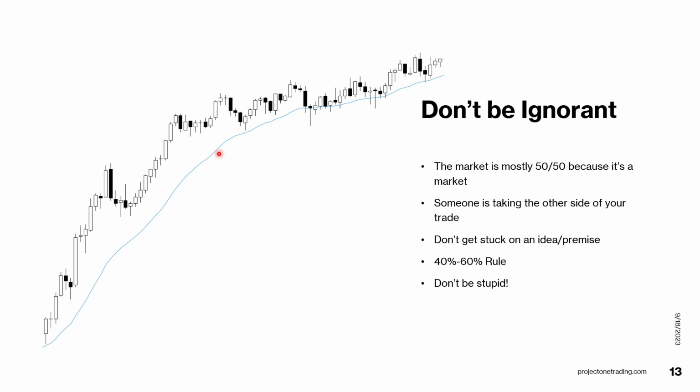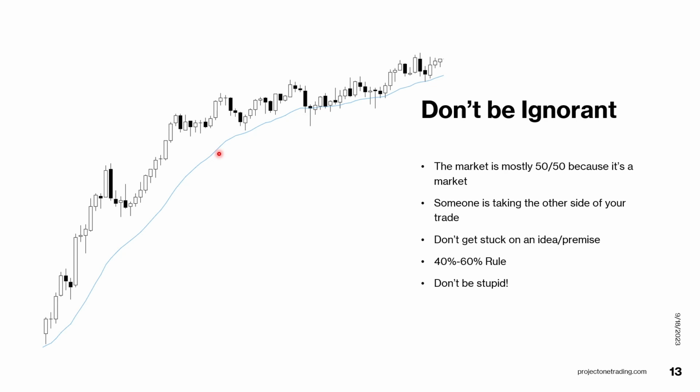Don't get stuck on an idea or premise. This kind of plays with what I just said. Because the market is close to 50-50, most of the time you will be wrong. And you just need to accept that you'll be wrong. 40 to 60% rule. This sort of goes with how much profit you should be taking.